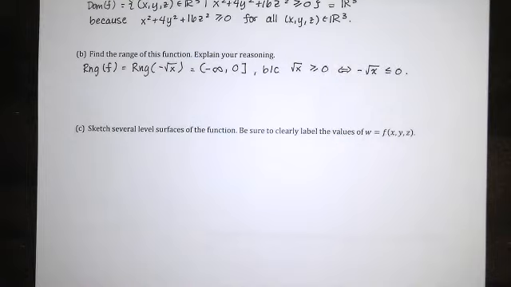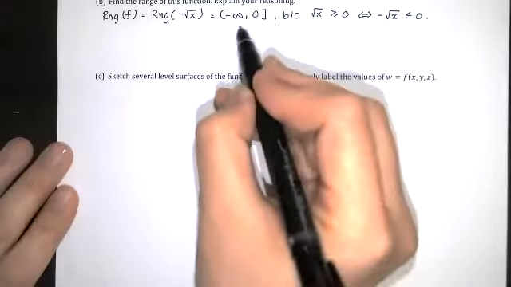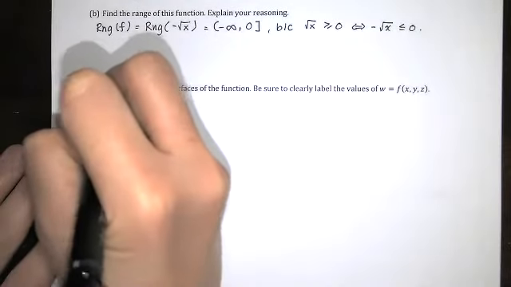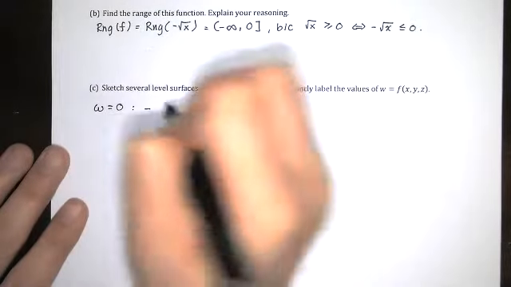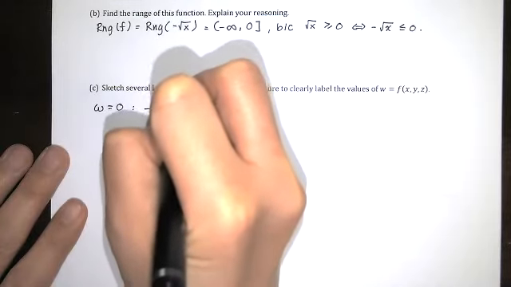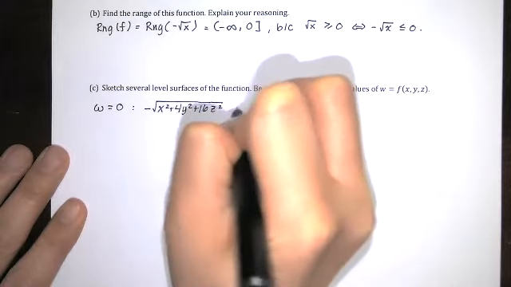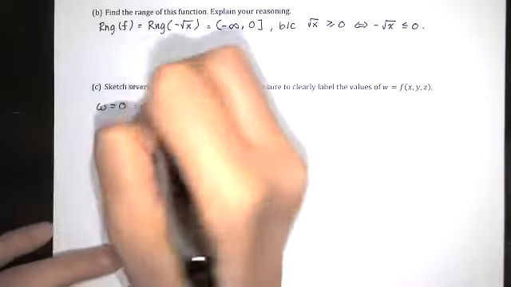The question says sketch several level surfaces. I usually do at least 3. So our range is -infinity to 0. So let's look at w equals 0. So I've got a negative square root of x squared plus 4y squared plus 16z squared equals 0. Now square both sides.